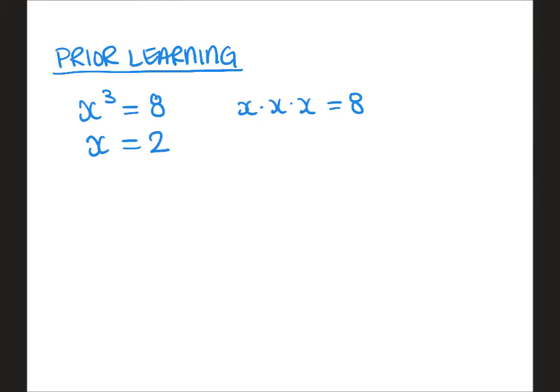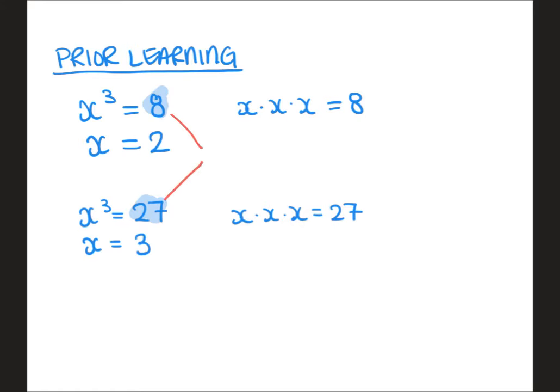Now if I had the equation x cubed is equal to 27, we're asking ourselves the question, x times x times x is equal to 27. So what is x? In this one, the answer is 3. Again, 8 and 27 are kind of special. These two are special numbers, and these special numbers are called perfect cubes. So 8 and 27 are not the only ones.